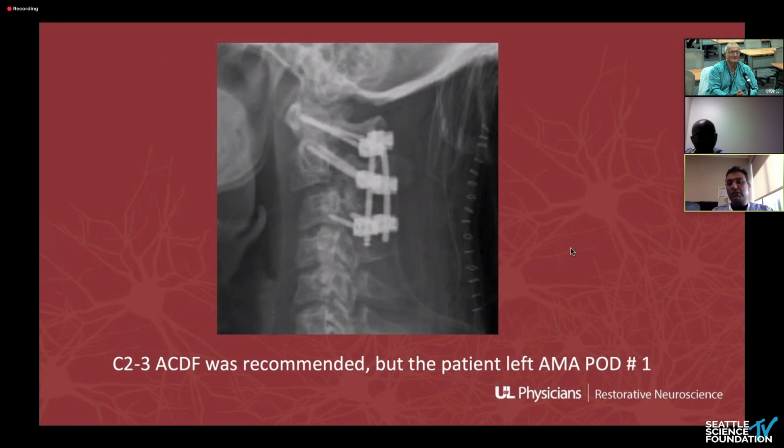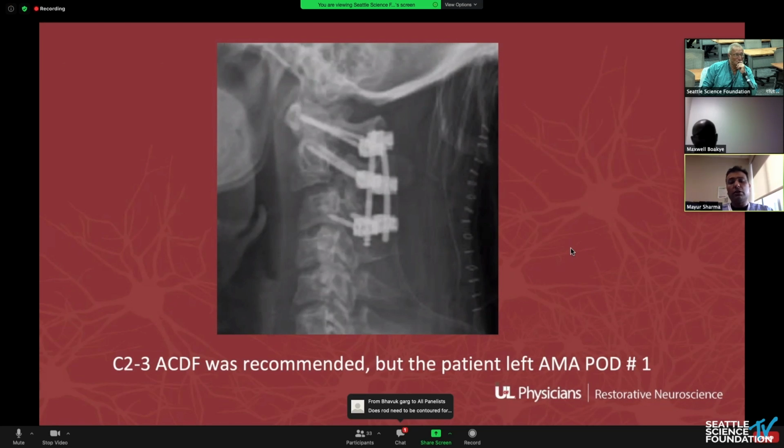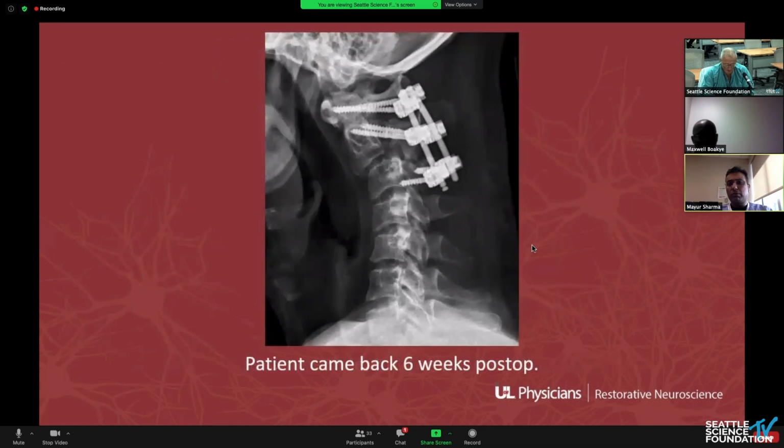So based on these post-op X-rays, we offered him front surgery as well because there was significant displacement. There was no great reduction after posterior-only fusion. However, he went AMA at that point of time. And he came back to us 6 weeks later. We just saw him a couple of days ago with this. And at this point, we are still working him up, planning his surgical correction.